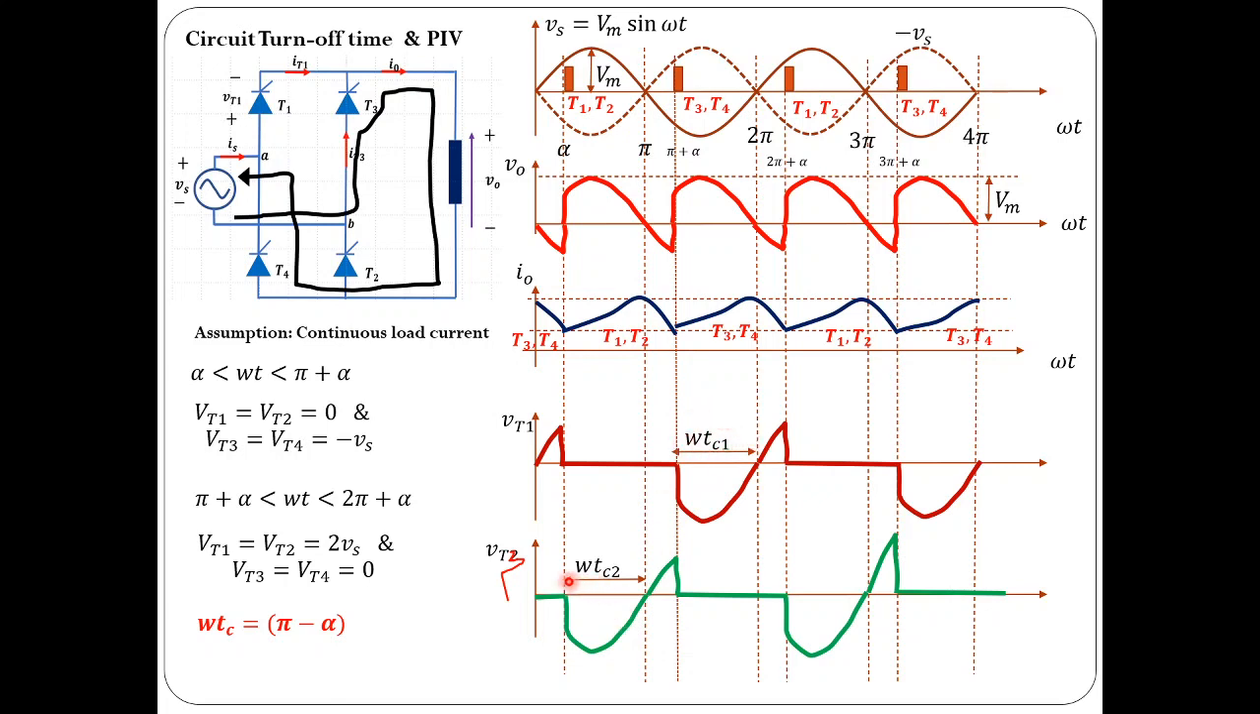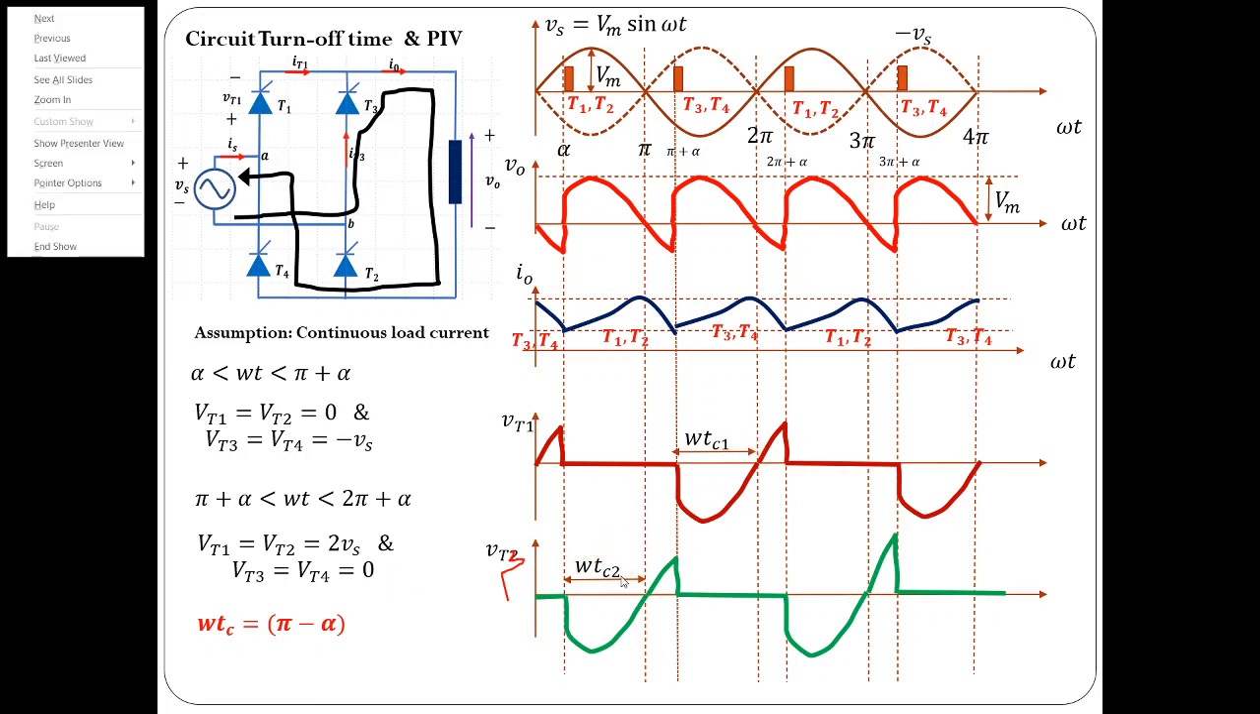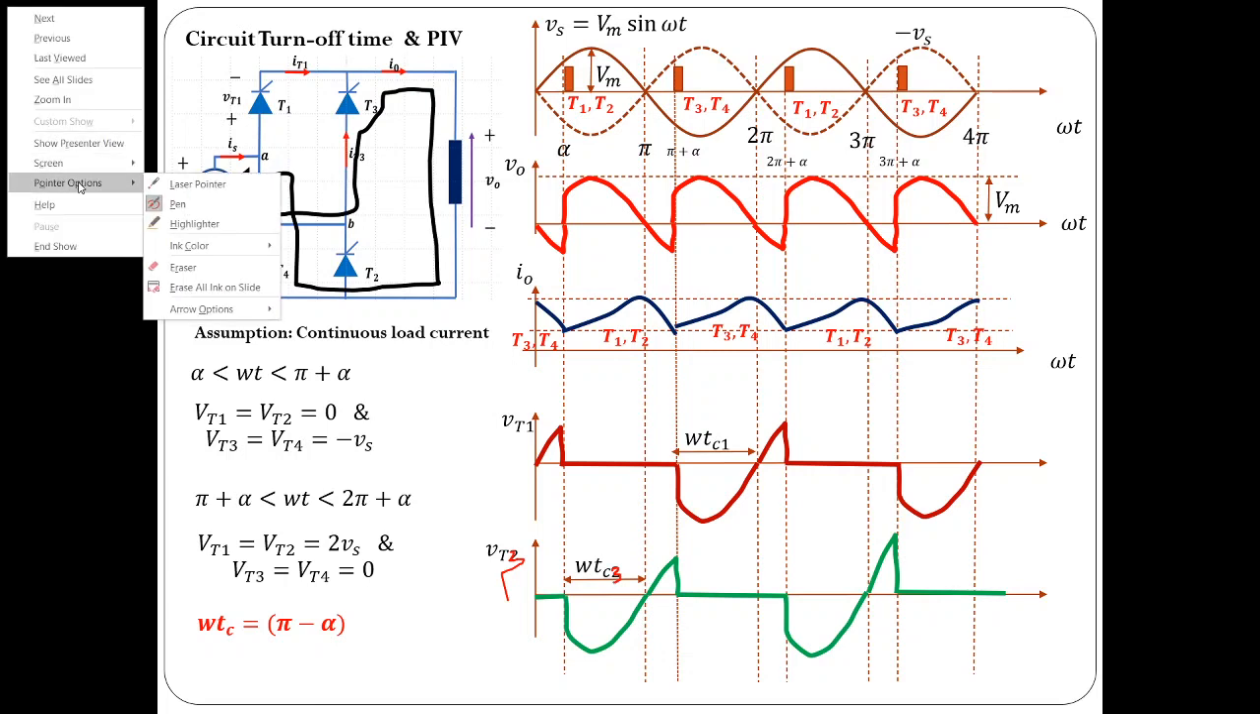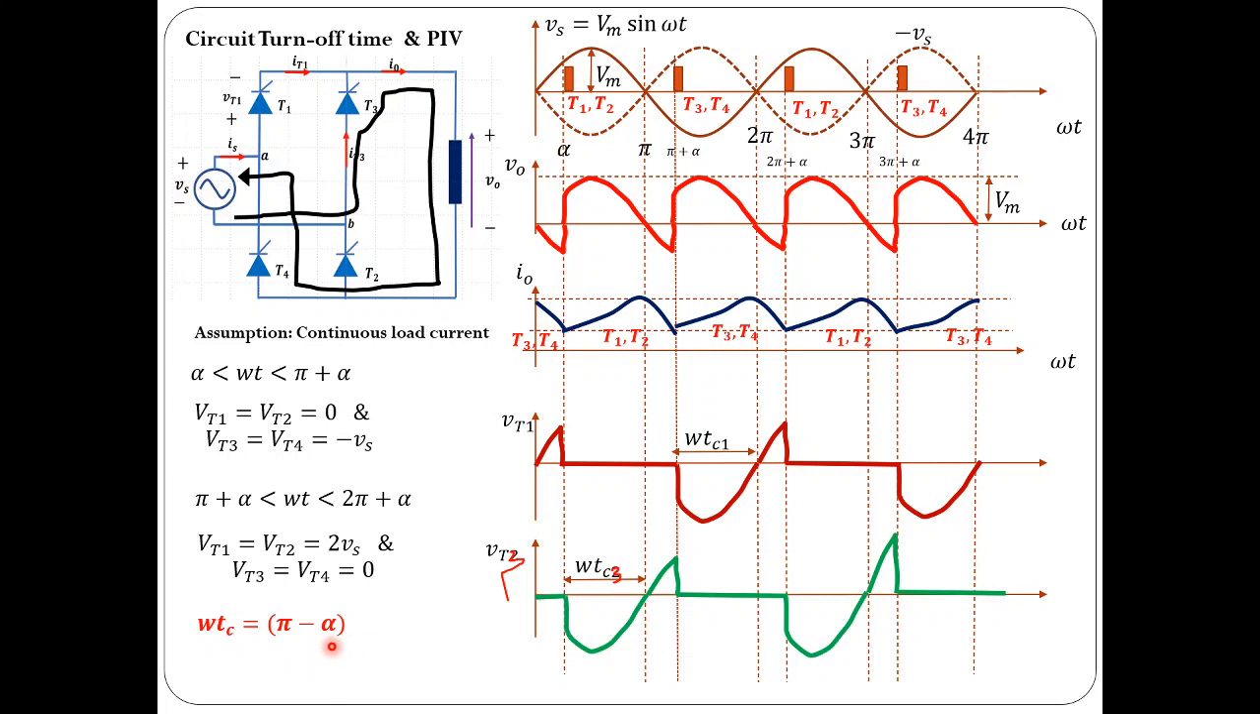Similarly for thyristor 3 also, after thyristor 3 current becomes 0, we are applying negative reverse voltage for this period, which is again pi minus alpha. So omega T into C for thyristor 2 and thyristor 3, so here it is thyristor 3, this is omega Tc3. So for any thyristor, omega into circuit turn-off time would be pi minus alpha, and from this you can find out circuit turn-off time, that is Tc is equal to pi minus alpha by omega.